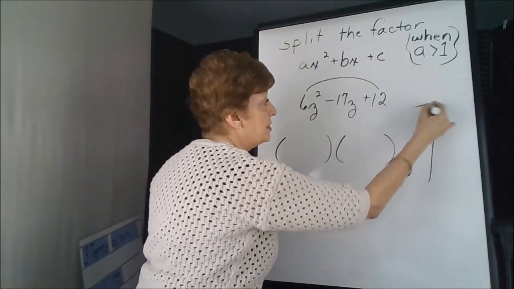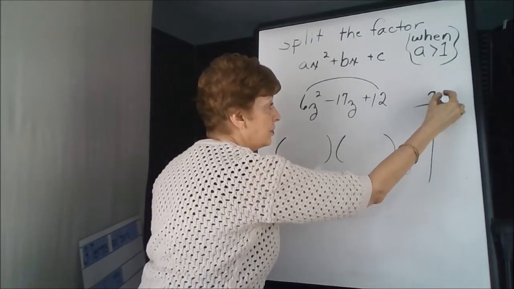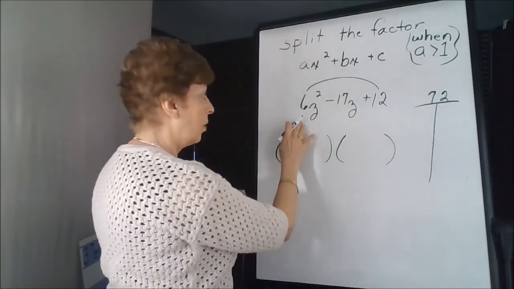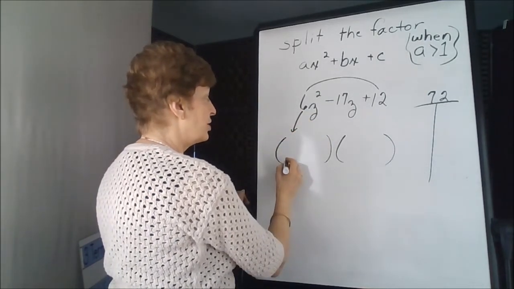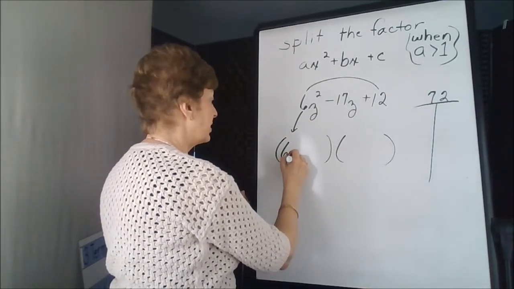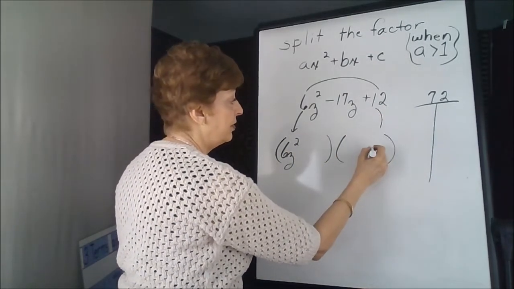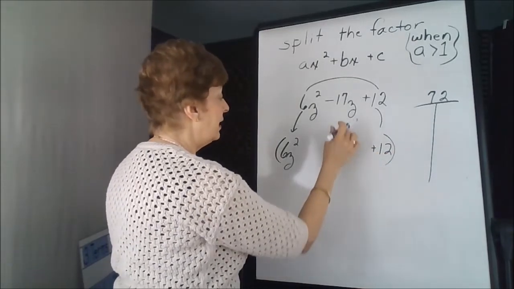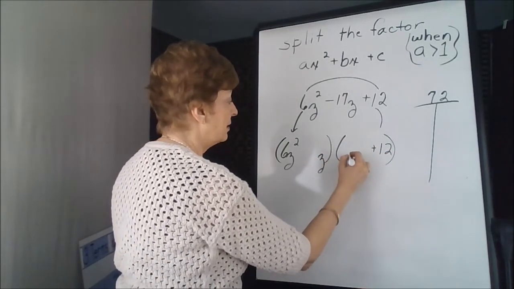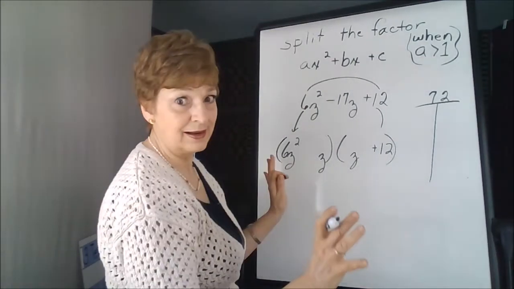That would go onto our t-chart. 6 times 12 is 72. While we're at it, let's place our first value in the first position of the parenthesis, and the last value with the sign goes here. Our z's are going to be in the middle, so I'll mark those in too while I'm at it. Now I won't forget my details.